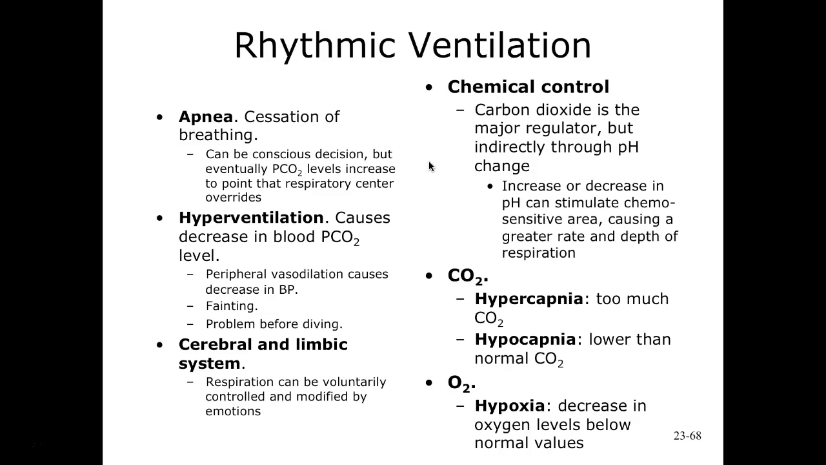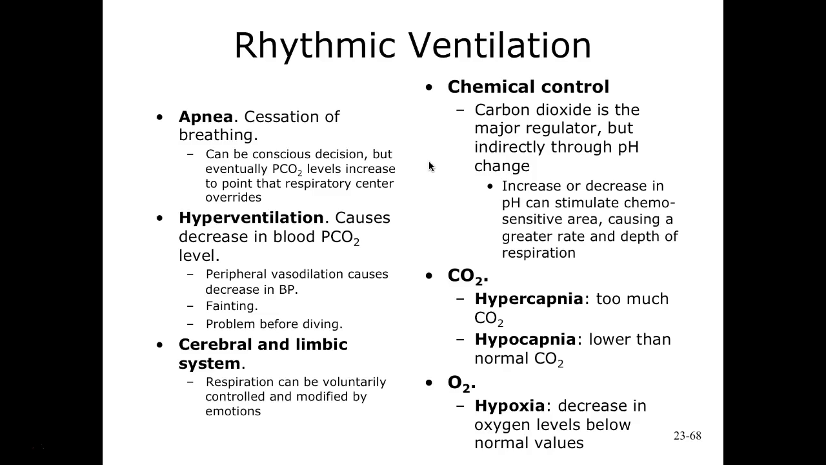Now we have our cerebral and limbic system that can affect our respiration as well. This can be voluntarily controlled and modified with our emotions. Next, we have our chemical control. When I say chemical control, I'm talking about carbon dioxide and oxygen here. Carbon dioxide is our major regulator, but this is indirectly through our change in pH. An increase or decrease in our pH can stimulate our chemosensitive areas, which we're going to talk about in a moment, in our medulla and the carotid and aortic bodies, and that causes a greater rate and depth of our respiration.